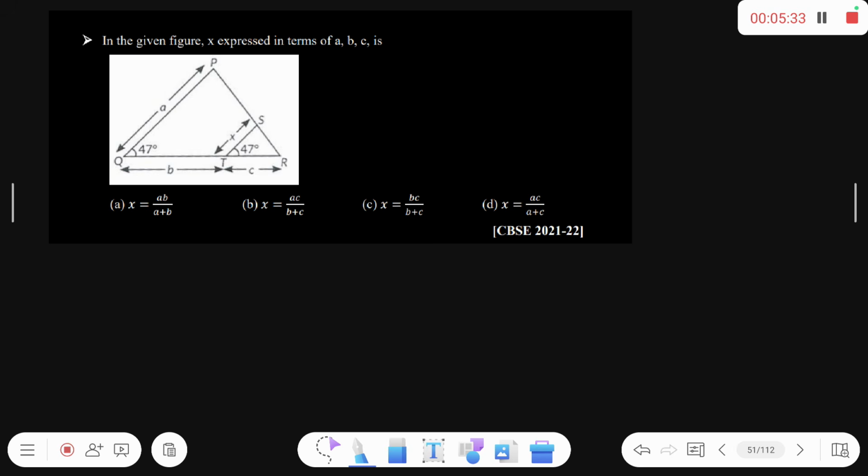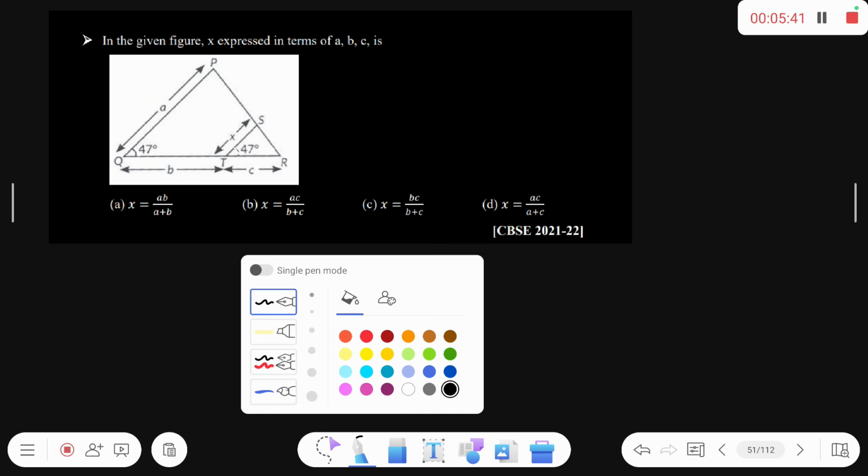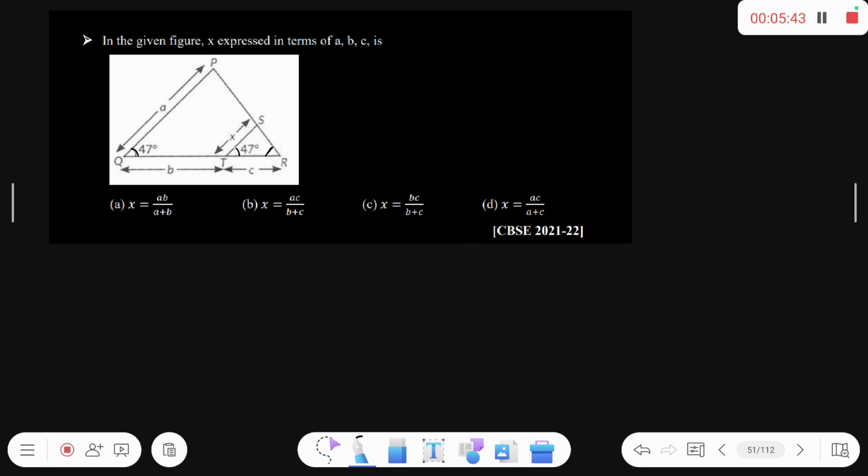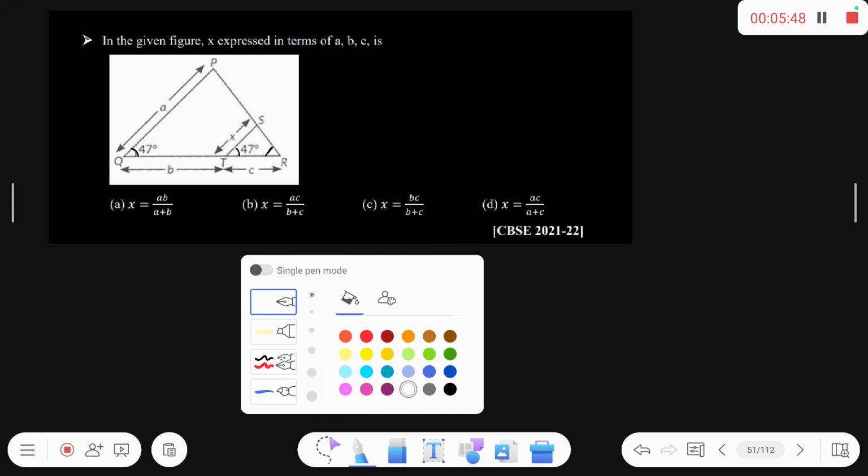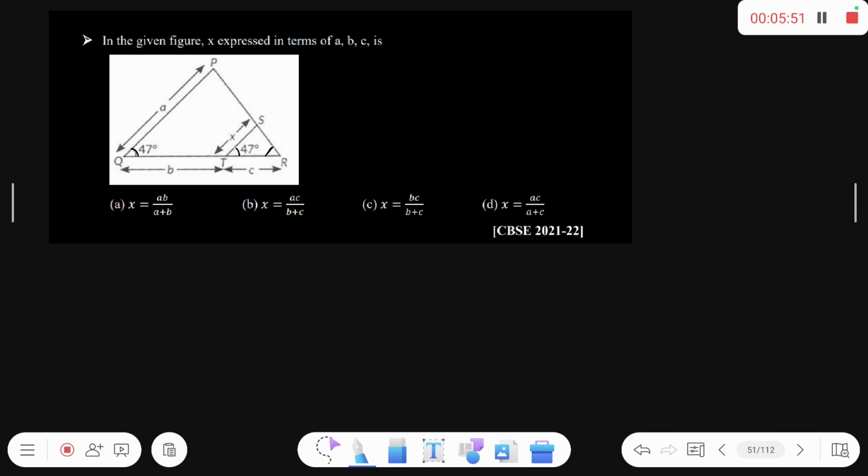Next is, in this figure, x expressed in the term of a, b, c. You have to express it. Again, these triangles are similar because one angle is 47, 47 and angle R is common to both. R is common and these two angles are equal. So similar triangles have their ratios in proportion. So we can say here c upon c plus b is equal to x upon a, or x is equal to ac upon b plus c. So B is your answer.